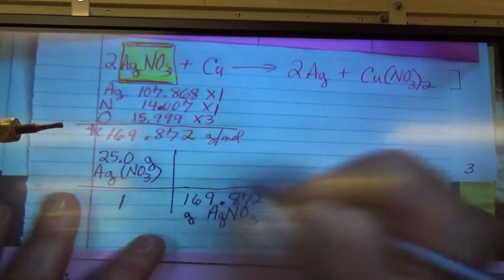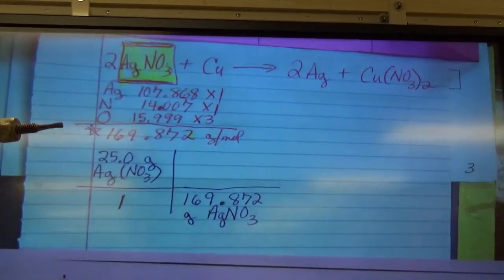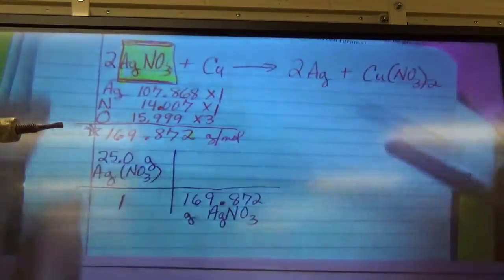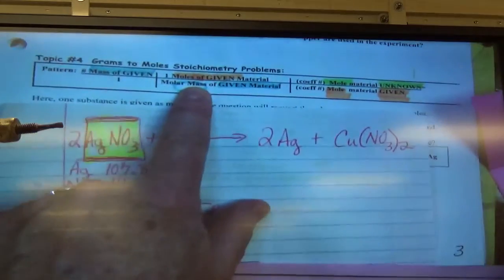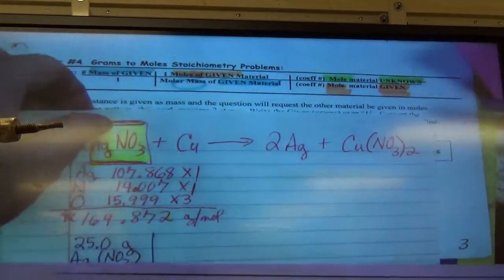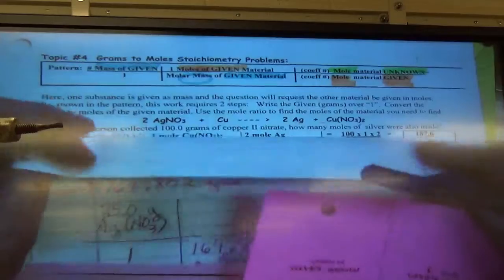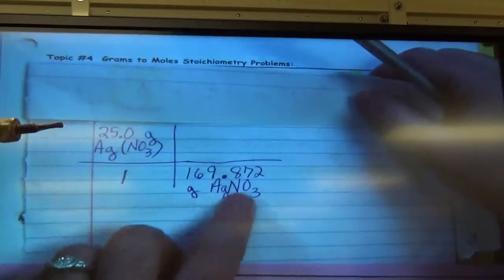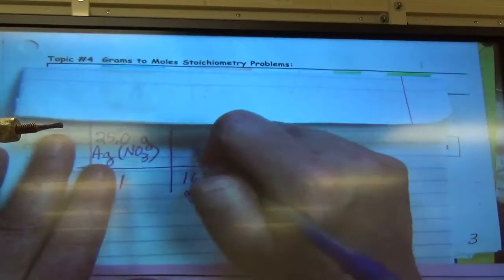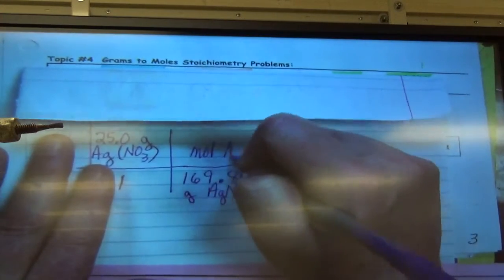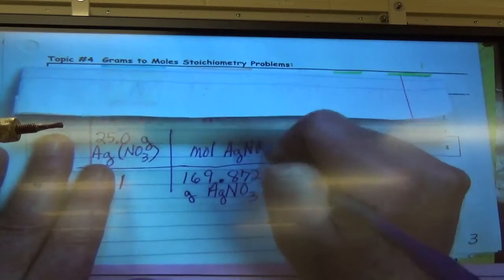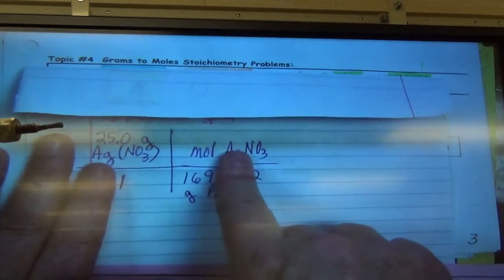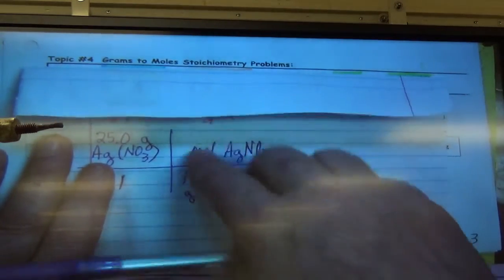169.872, because we just found it anyway. All right. And whether you're using the pattern in your notes, or if you're using your foldable, whichever, okay? We're going to go to 1 mole of the given. So, since we're right now doing grams of silver nitrate, we'll have moles of silver nitrate. Okay, so a mole of silver nitrate, we're converting from grams to moles now.